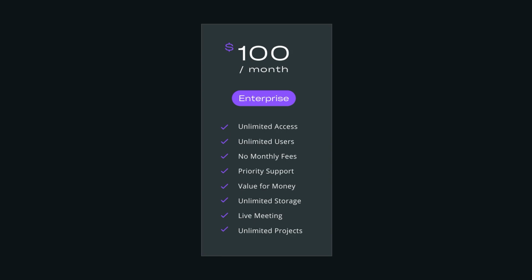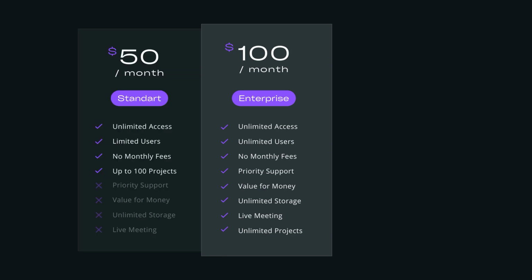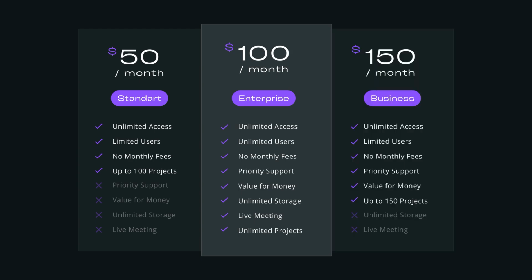let's put two more pricing tables to it. One would be lower and one would be higher. One would be $50, which is a starting plan. Then we have $100, which is our normal plan that we would like to charge people. And we're going to have $150, which is the highest price point in our packaging.